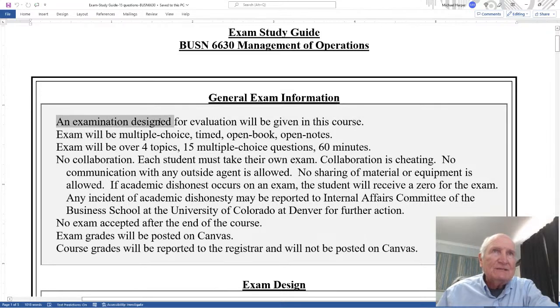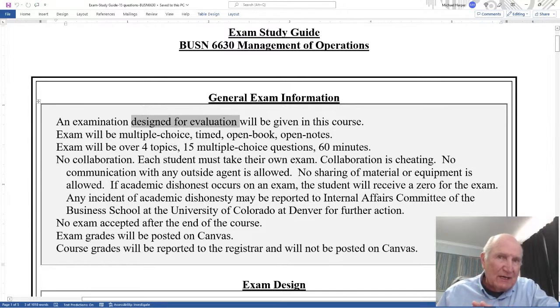An examination designed for evaluation will be given in this course. And I want to emphasize the phrase designed for evaluation. I don't consider an exam learning. It's more evaluating what you have learned. Therefore, I will try hard to design this to ask you questions you would know, and that's why I'm giving you this guide, so you come in knowing, and therefore I'll evaluate what you do know.